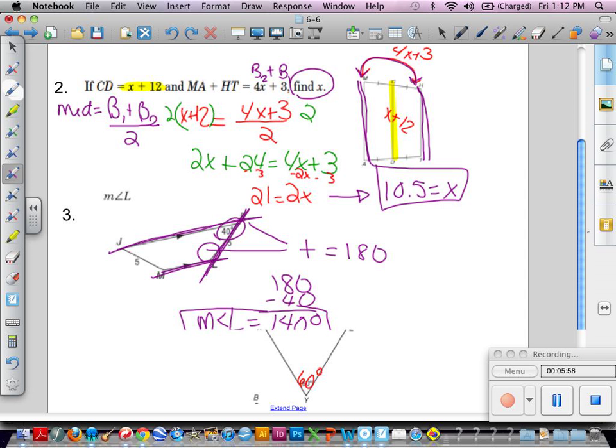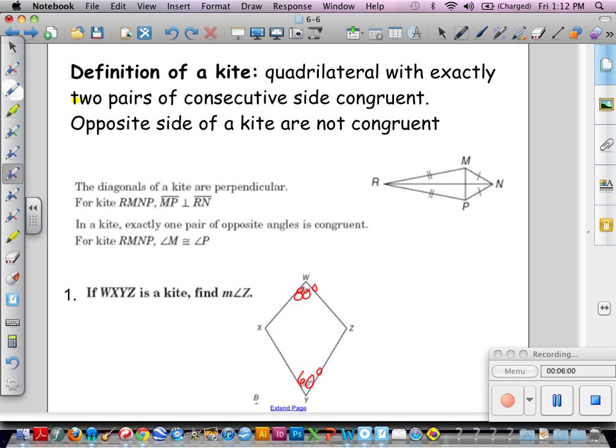All right, let's take a look at a kite. A kite is a quadrilateral with exactly 2 pairs of consecutive sides congruent, and opposite sides of the kite are not congruent. So can you see we've got them marked congruent? Those are congruent. These are congruent. The opposite ones are not congruent.